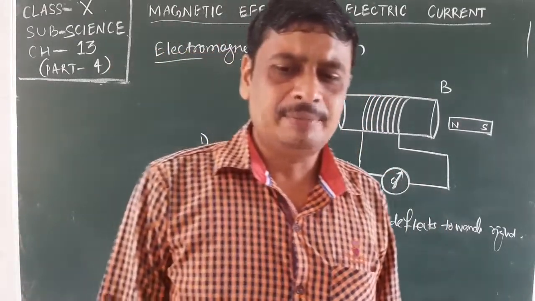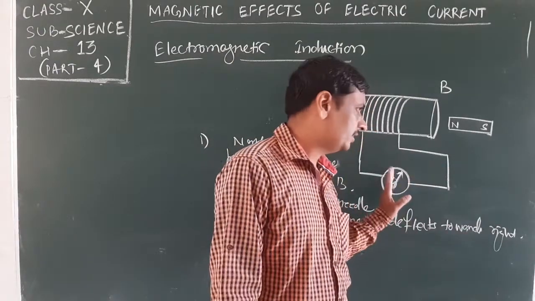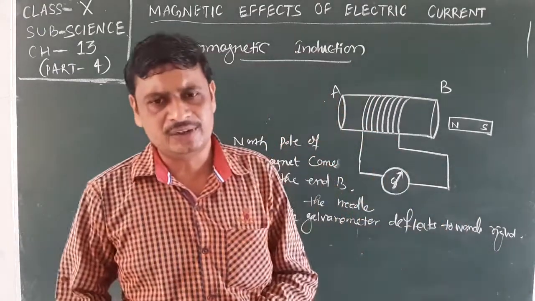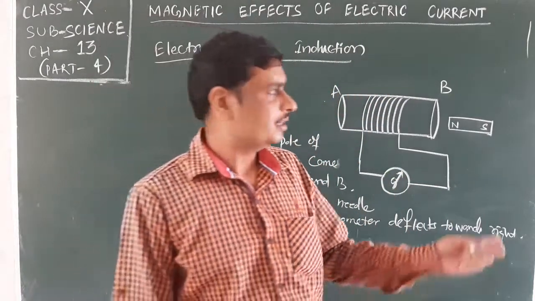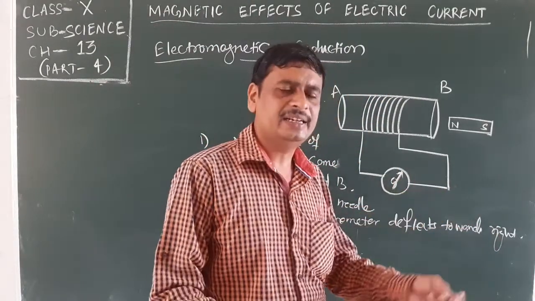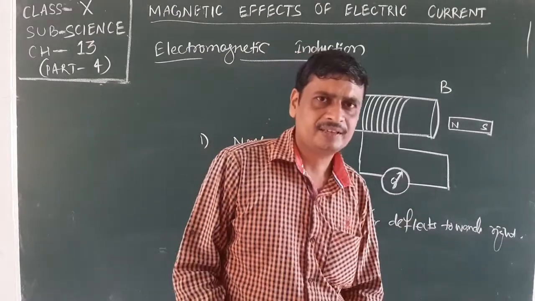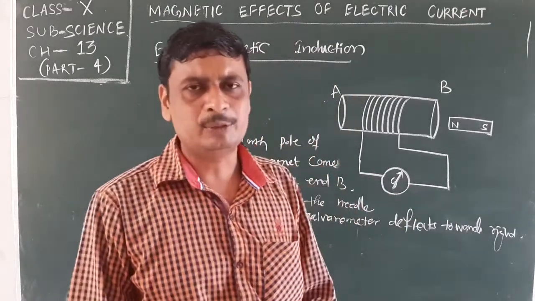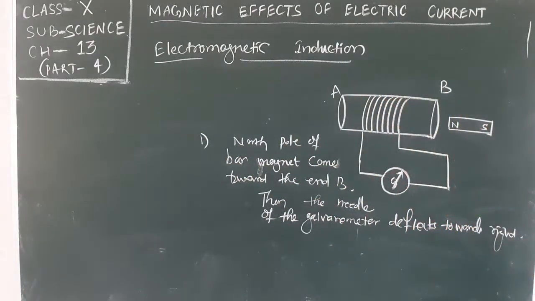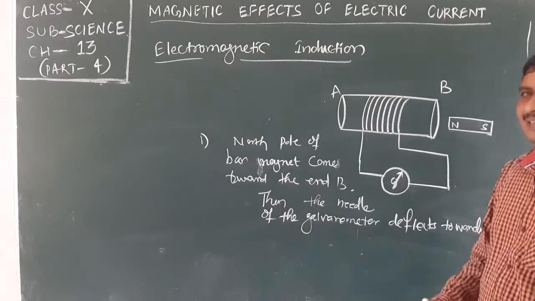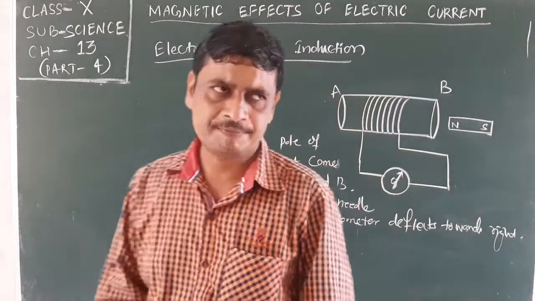This indicates the presence of current in the coil AB, since the needle of the galvanometer will deflect only when any electric current, even a small amount, passes through the coil. That causes the deflection of the galvanometer. The galvanometer is the instrument by which we can detect very negligible electric current flowing through any circuit.